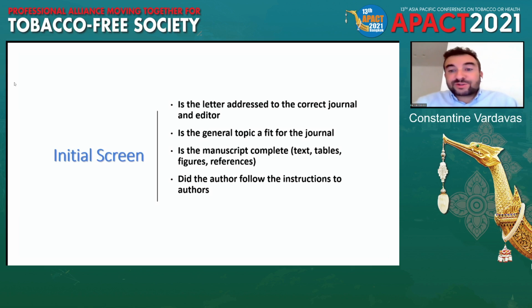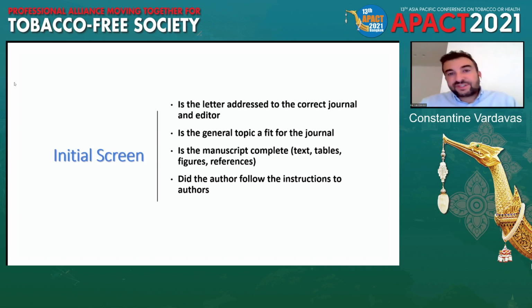Of course, is the manuscript complete? Because sometimes someone may have uploaded a manuscript that's missing tables or references, and that makes it very difficult for a peer reviewer to have a proper picture of what is in the manuscript. And in general, whether the authors follow the instructions to the authors. The last point, though, is not too important because there's always some flexibility. Whether the references are in the right format doesn't really make too much of a difference when you're submitting to the journal.